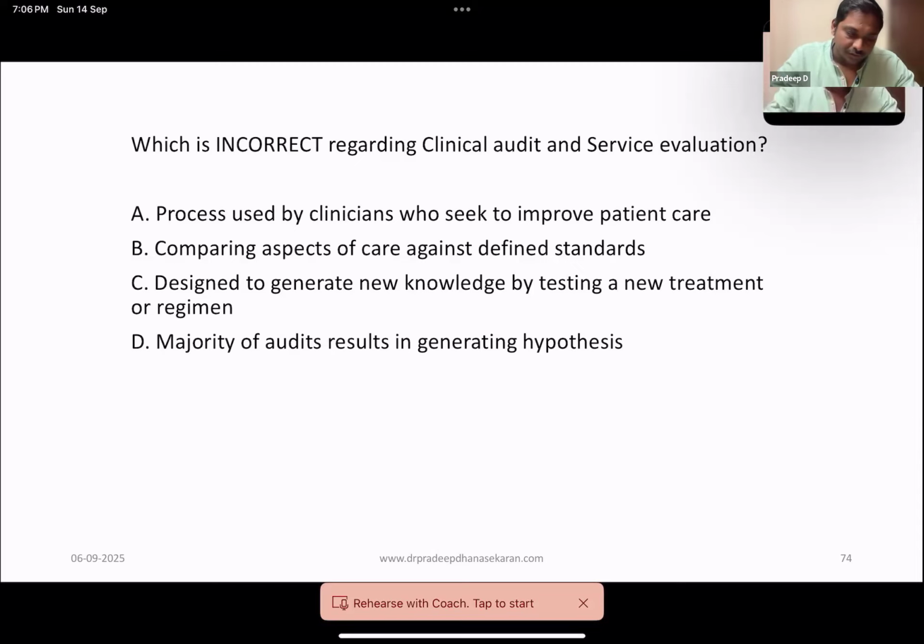So let's start with the first question. Which is incorrect regarding the clinical audit and service evaluation? It's nothing but a process used by clinicians who seek to improve care. Yeah, that is what a clinical audit is about. But before we answer this question, we'll just understand what is clinical audit.